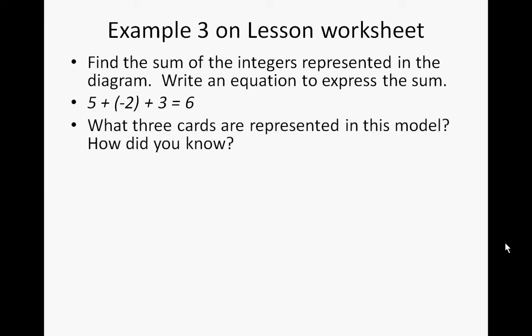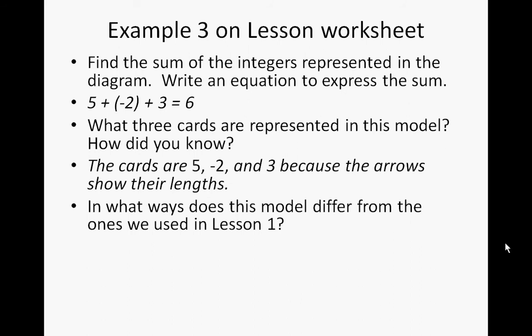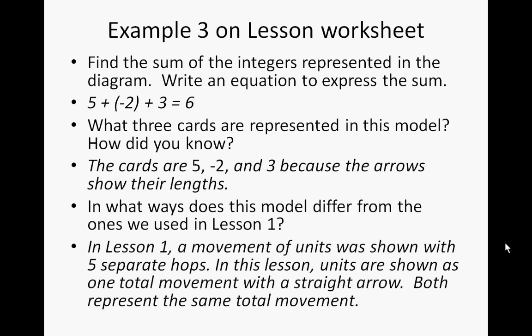So what 3 cards are represented in this model, and how did you know? Well, the cards would be 5, -2, and 3, because the arrows show their lengths, and also what direction. So in what ways does this model differ from the ones we used in Lesson 1? Well, in Lesson 1, a movement of units was shown as 5 separate hops. In this lesson, units are shown as one total movement with a straight arrow, but both represent the same total movement. So instead of hopping, like on a hopscotch, one step at a time, we're just showing one continuous movement from the beginning to the end of the length.